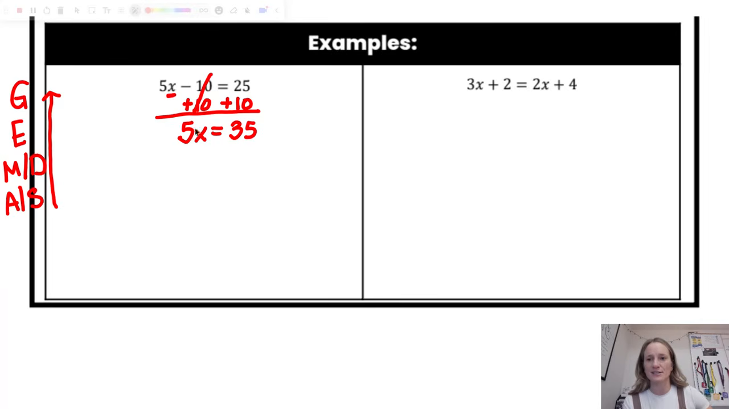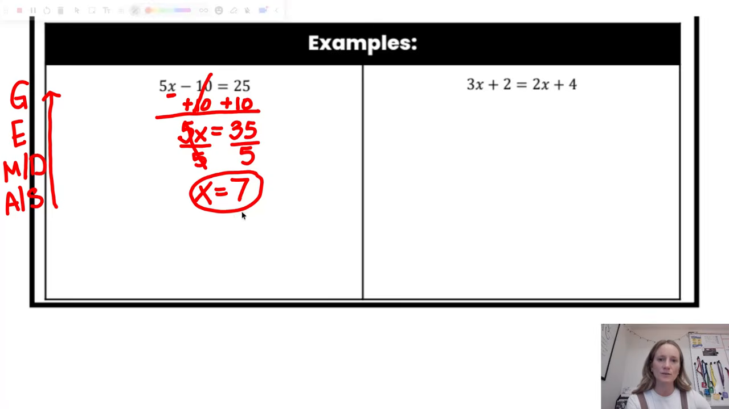Now I need to undo the multiplication. The inverse of multiplication is division, so I'm dividing both sides by 5. 5 divided by 5 is 1, so that's canceled out. x is all by itself and equal to 7. So in this case, I have one solution. That one solution is that x is equal to 7.